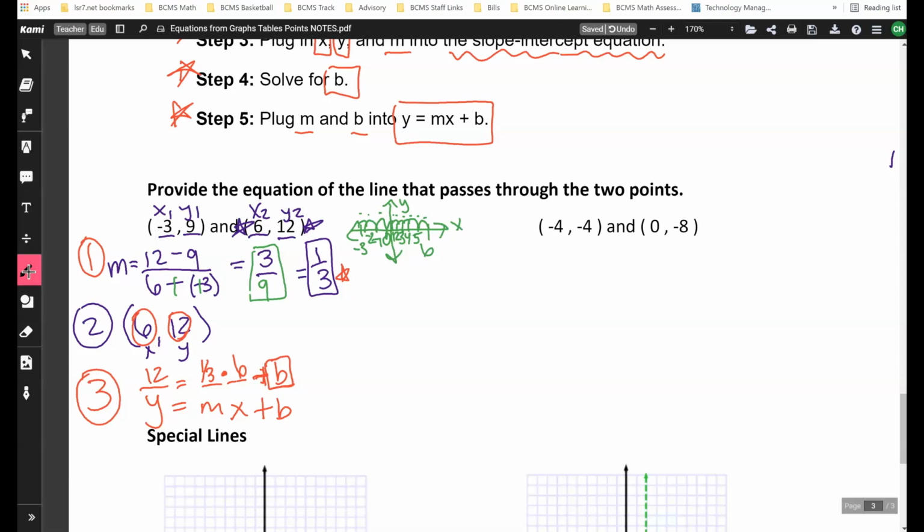So first step, found the slope, calculate the slope from the point. Second step, pick a point or an ordered pair that I can use for an x and y value. Third step is to plug it into that slope-intercept form. And then the 4th step is to solve for b.